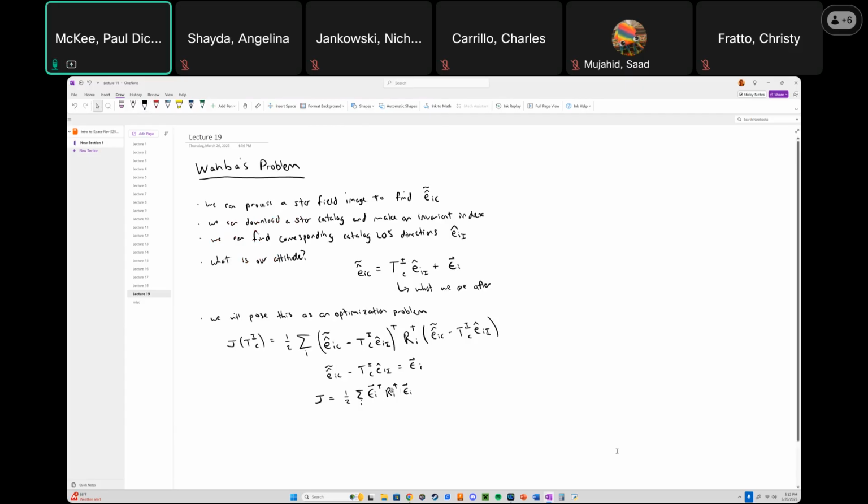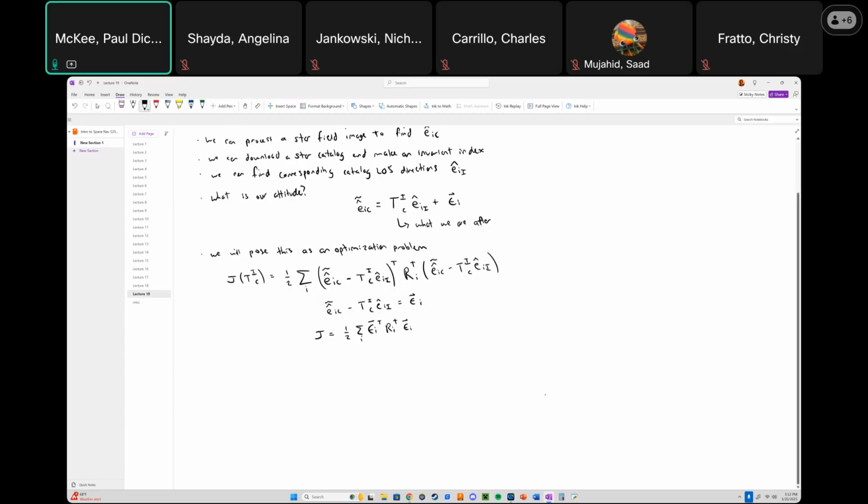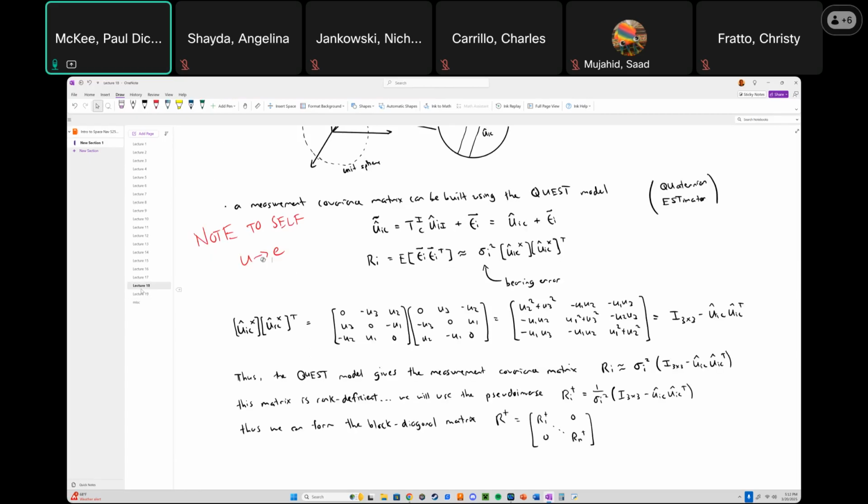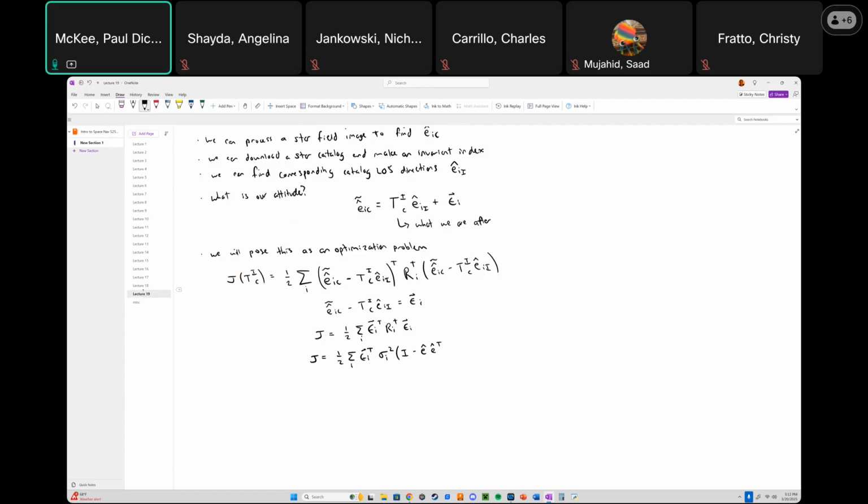Now that measurement covariance matrix is really 1/2 sum over all I, E_I transpose, and then this is going to be sigma_I squared times the identity matrix minus E transpose, and it is the measured one. Oh, but it's 1 over sigma_I squared, I see. So 1 over sigma_I squared, and then we've got E_I^C transpose, and then all of this times epsilon_I. Okay, so that's what we're trying to minimize.